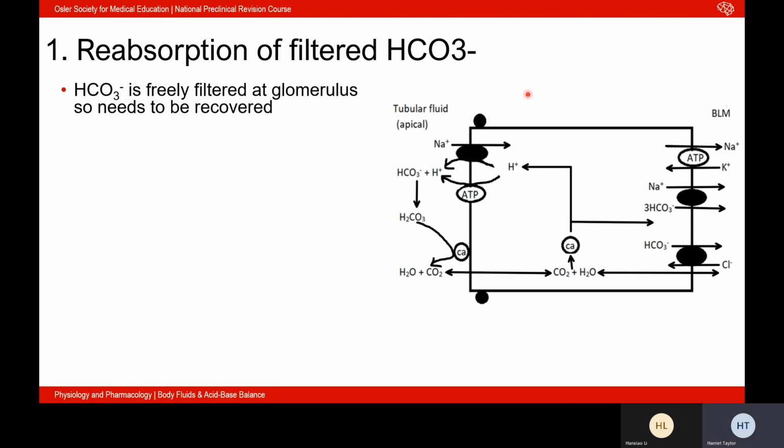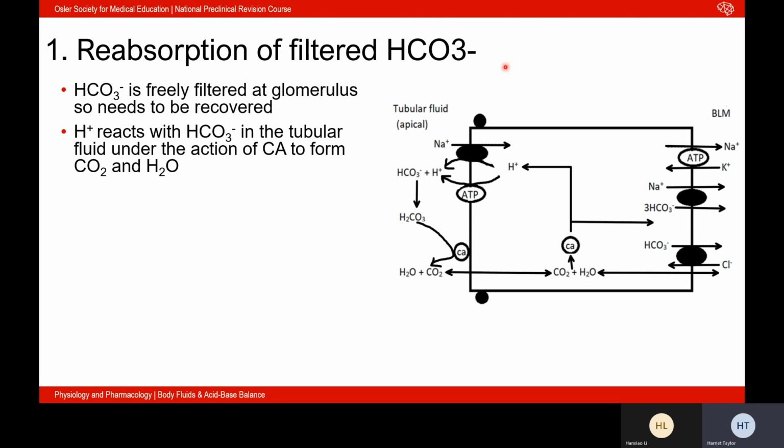So our bicarbonate is freely filtered at the glomerulus and needs to be recovered. That is the main problem that we have here that needs to be resolved. So our H+ reacts with our bicarbonate here in the tubular fluid, and this is transformed into water and carbon dioxide by the action of carbonic anhydrase. So this step is really accelerated by this enzyme.